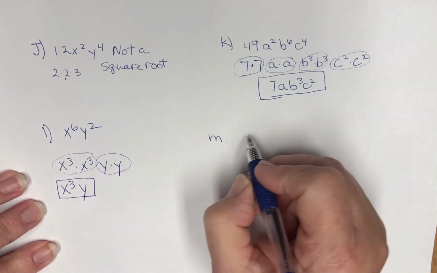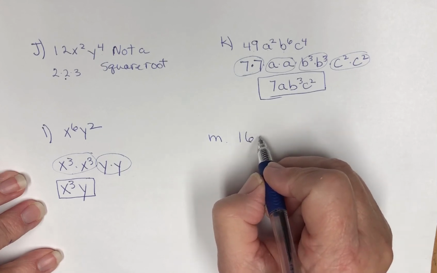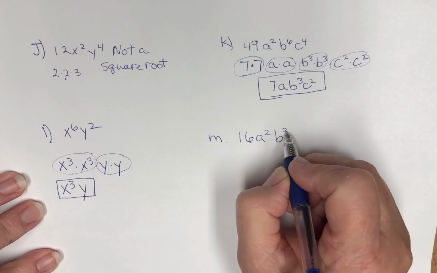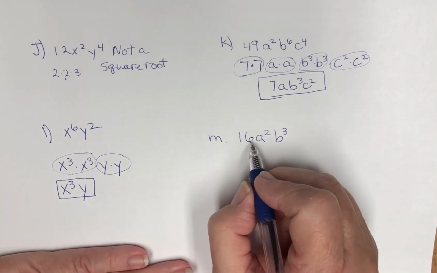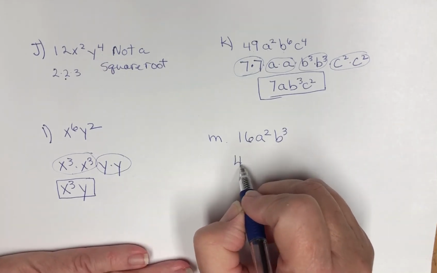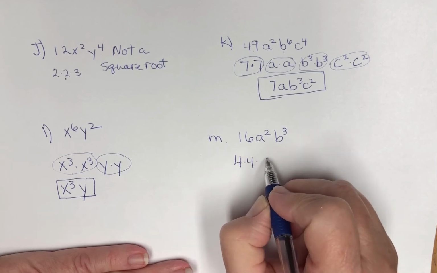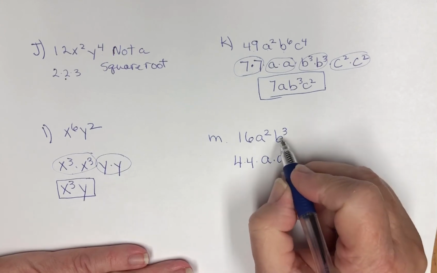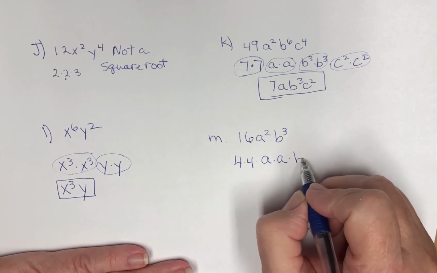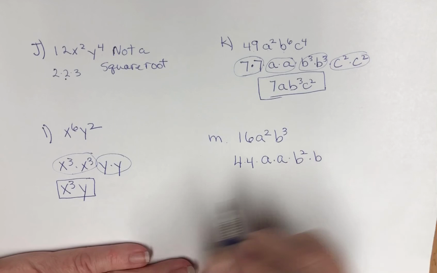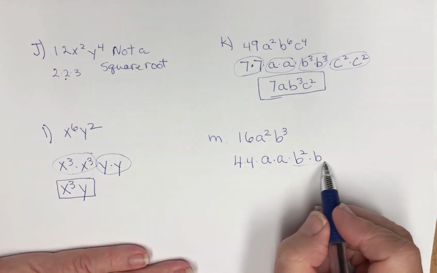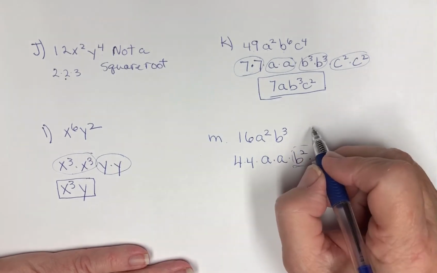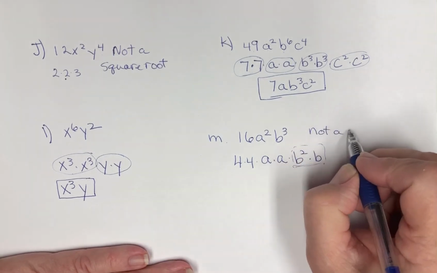And now for M, we have 16 a squared b to the third. If we break this up, 16 is a square, it's 4 times 4. If I break this into 2 pieces, it's a times a. And if I break this into 2 pieces, it's b squared times b. Okay, this does not fit the perfect square mode. So this one is not a perfect square.